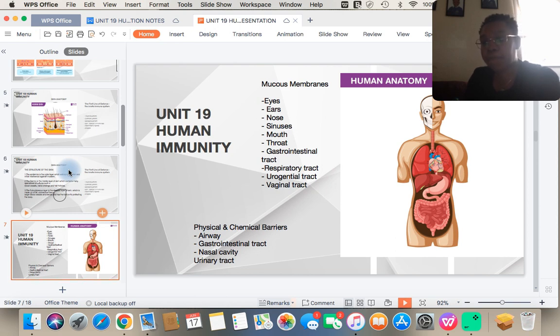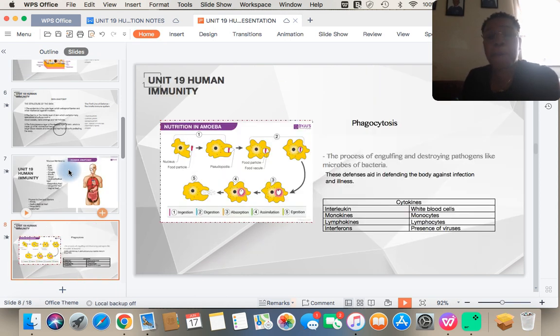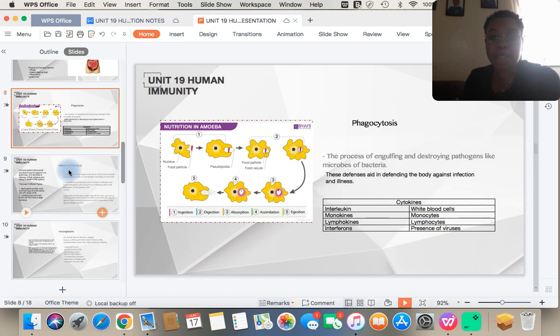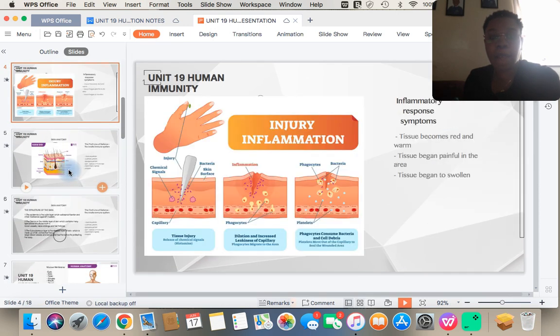So, the second line of defense is against infection and sickness. The body tries to protect itself by boosting the blood flow to the contaminated area and releasing proteins and white cells like macrophages, which engulf and digest bacteria and other foreign particles. So we can see on this what happened. The inflamed area becomes red and warm, becomes painful, and begins swelling.